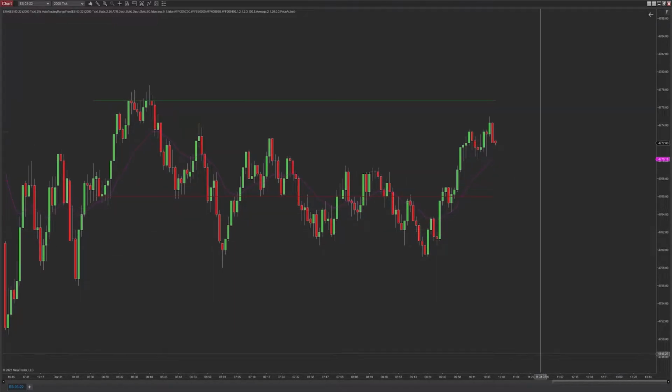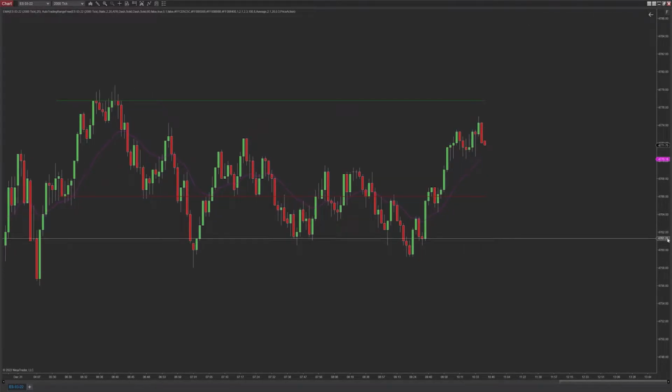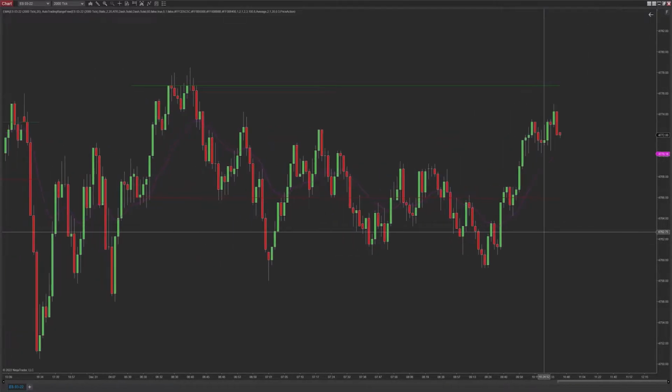With exact price precision, it makes it easy to line up your entries and exits based on your trading strategy and the trading ranges. Let's see how this indicator works.